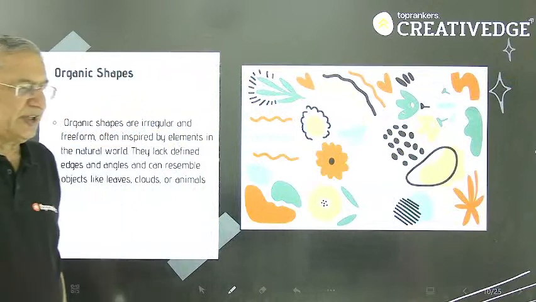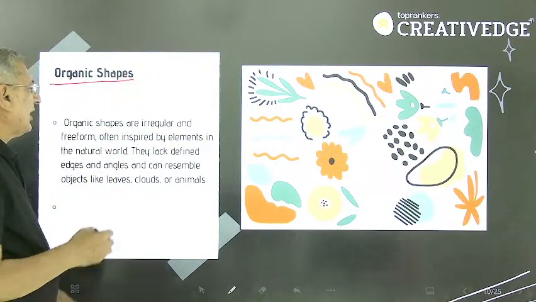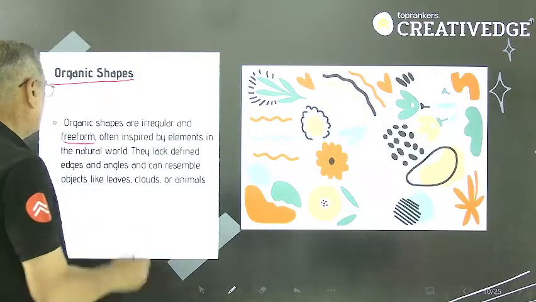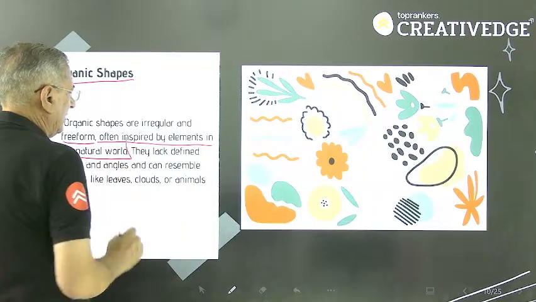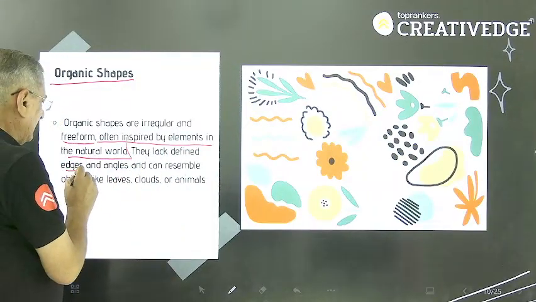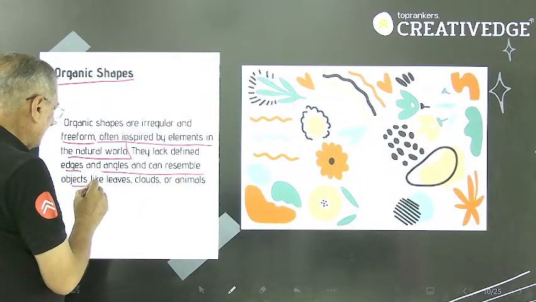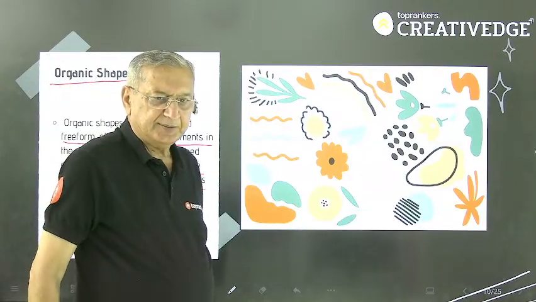Not only geometrical shapes, but organic shapes. Organic shapes are irregular and free form, often inspired by elements in the natural world. They lack defined edges and angles, and can resemble objects like leaves, clouds, and animals.